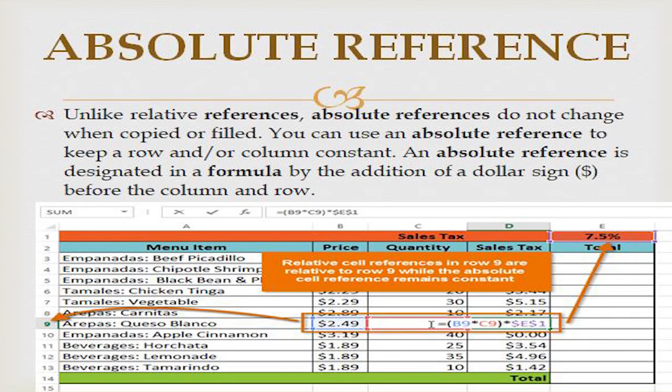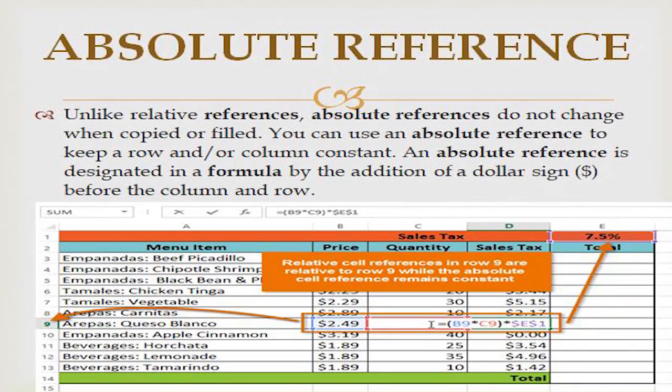Unlike relative references, absolute references do not change when copied or filled. That means if you copy or if you fill it, it will not change any references. You can use an absolute reference to keep a row and or column constant. Constant means it will not move. Suppose there is a percentage somewhere, you need to apply that 7.5 percentage to all the vegetables, then you will get the total. In those places we will use absolute reference.